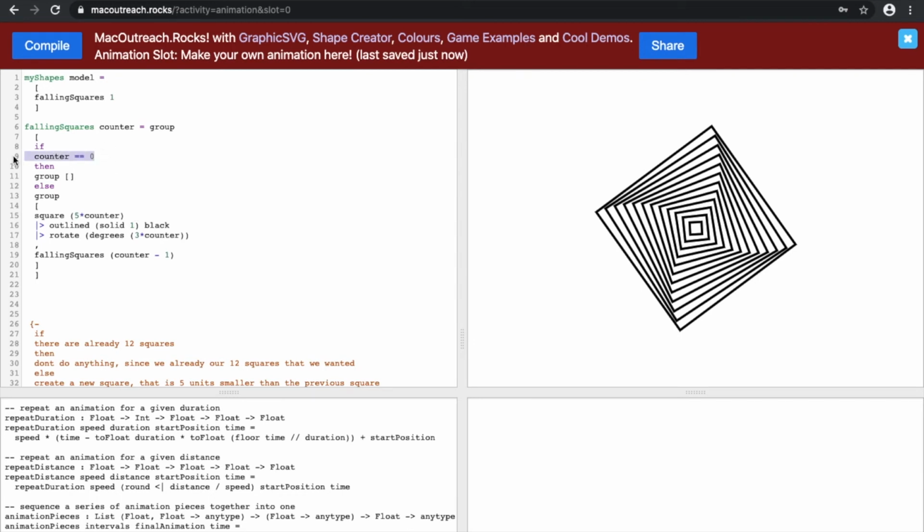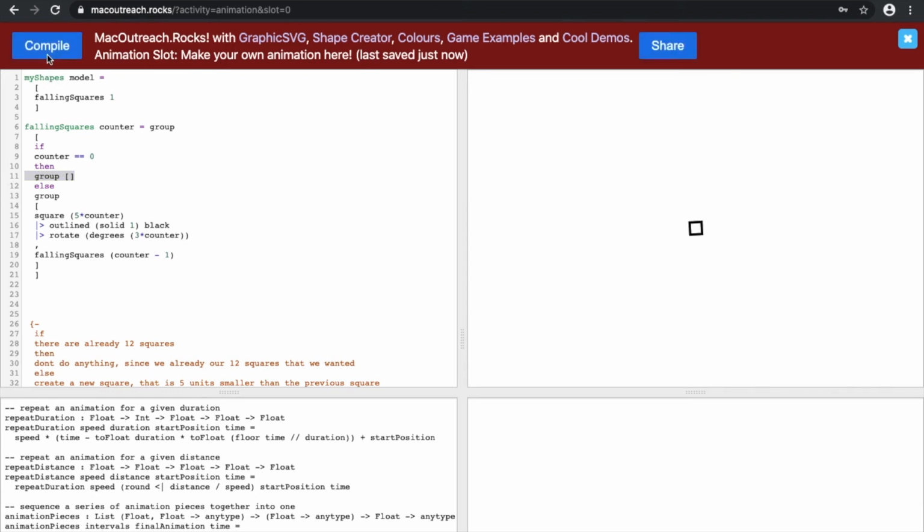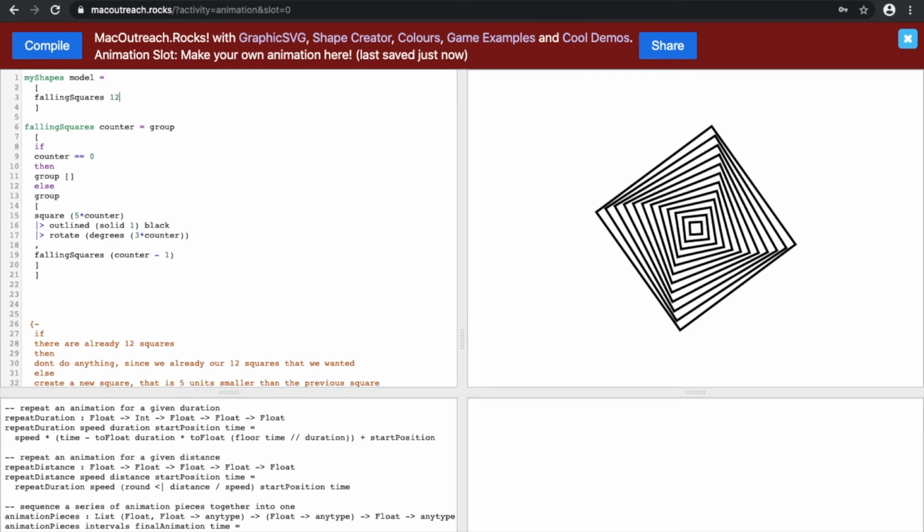Therefore, on line 9, when the computer checks once again if counter is equal to 0, it'll finally be true. And then all that's going to happen is we're going to just group that one tiny square we already have. So let's hit compile and see that in action. As you can see, like we predicted, just one tiny square is on the right side of the screen. Similarly, if we were to have changed this to, say, 5, 5 squares would be created. 12, like we had originally, would mean 12 squares.